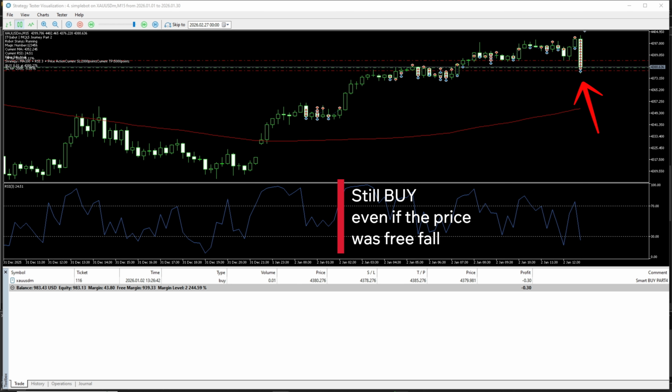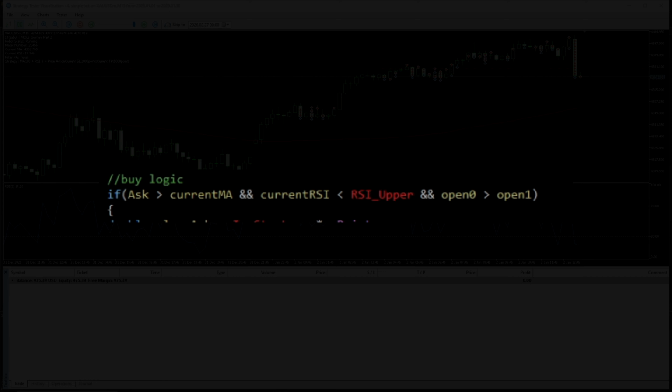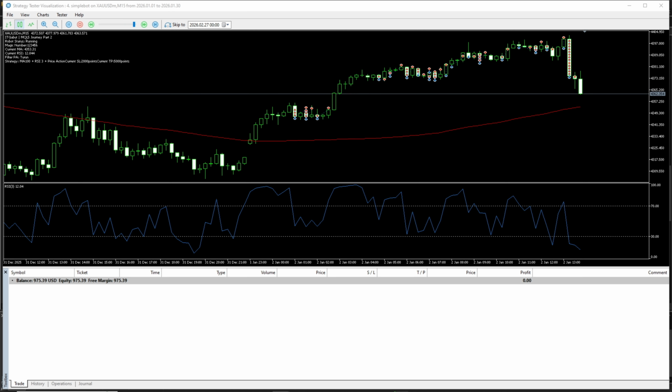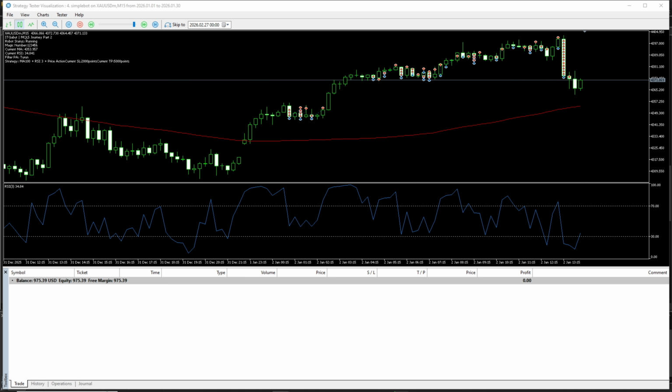But why is the result still looking like this? It turns out the open 0 greater than open 1 filter isn't strong enough to handle gold's volatility. The price bounced slightly. The bot thought it was a move up, but it was just a trap.